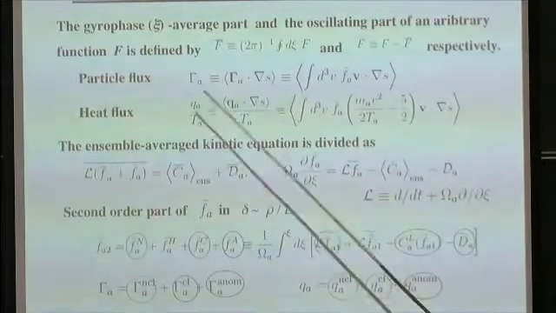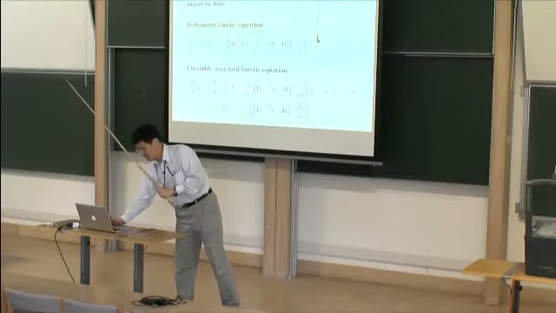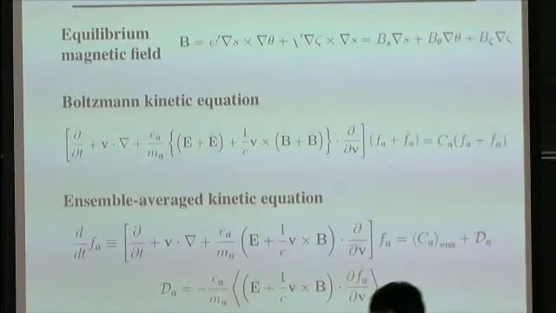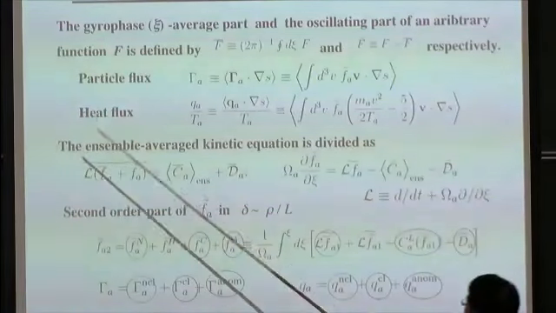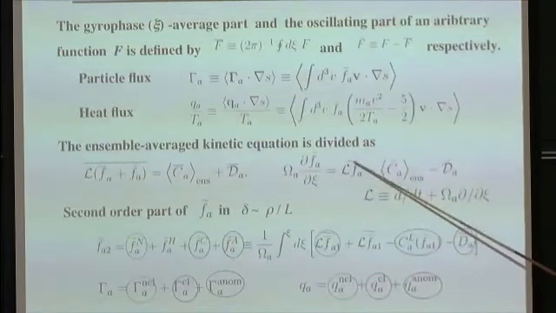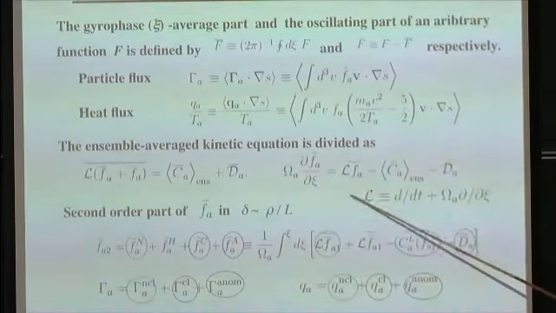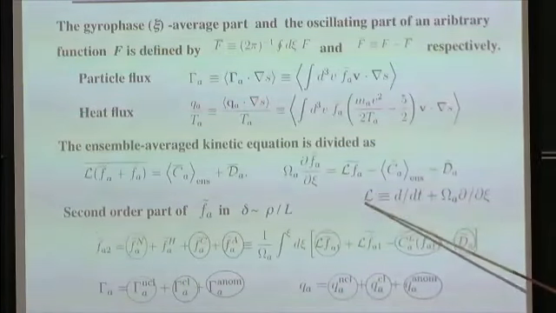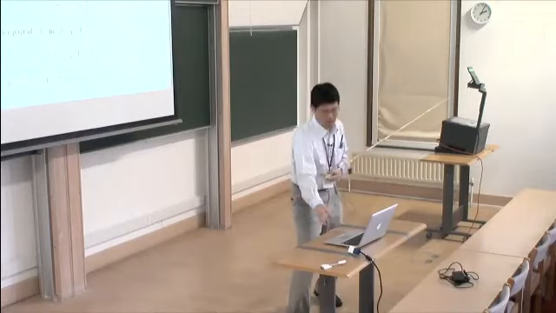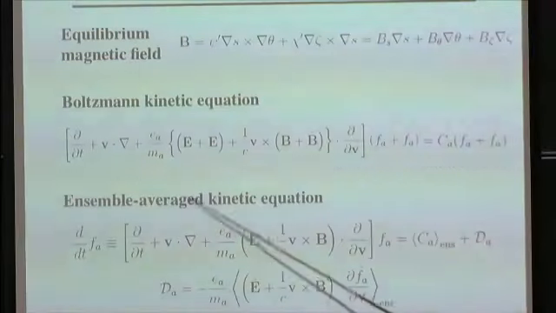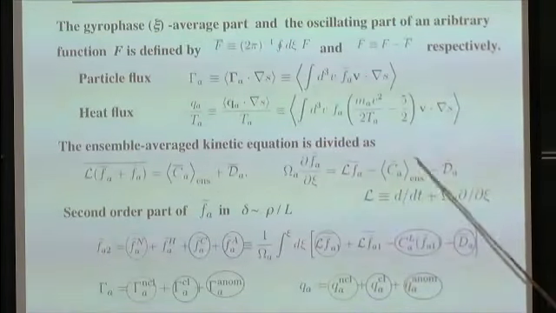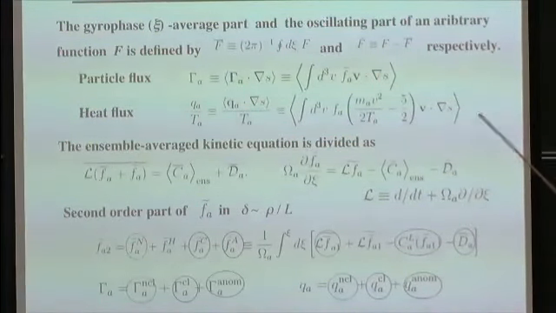Now we divide the original Boltzmann kinetic equation into the gyro phase average part and the fluctuating oscillatory part in gyro phase. Here, this L operator is defined by the phase space convection derivative with this first gyro oscillation part dropped.